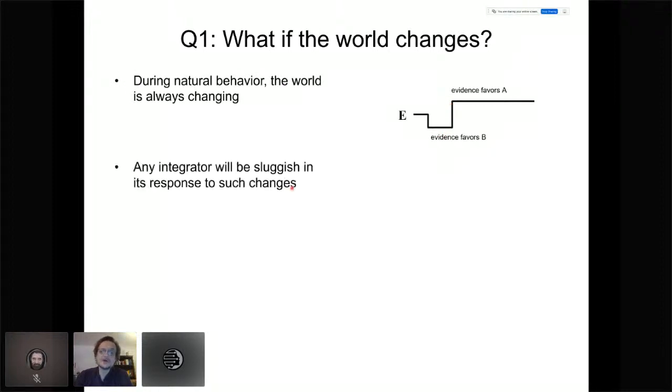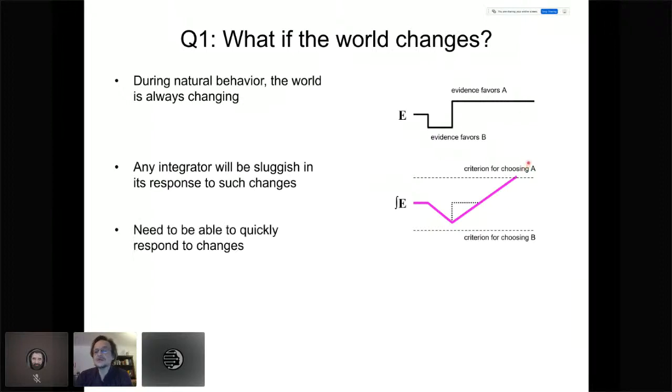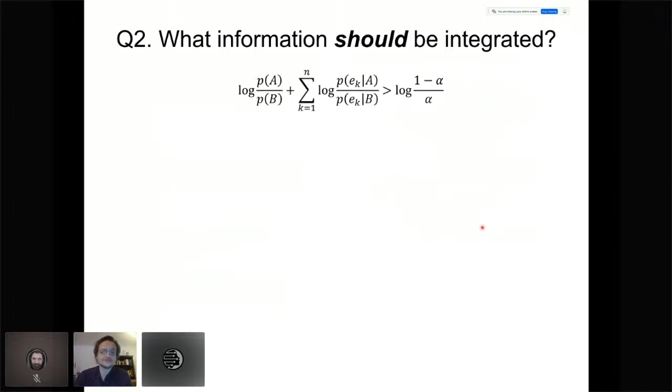Now, an integrator will always be sluggish in its response to such changes. So if you're integrating towards B, and then the situation changes, now you're going to have to take some time, even just to integrate away the information to B before starting to integrate towards A. It seems, in principle, you should be able to be faster, more quickly respond to changes, maybe with some kind of reset mechanism, an increase in gain, or something else. Now, I'll come back to that after I've addressed the other two questions.